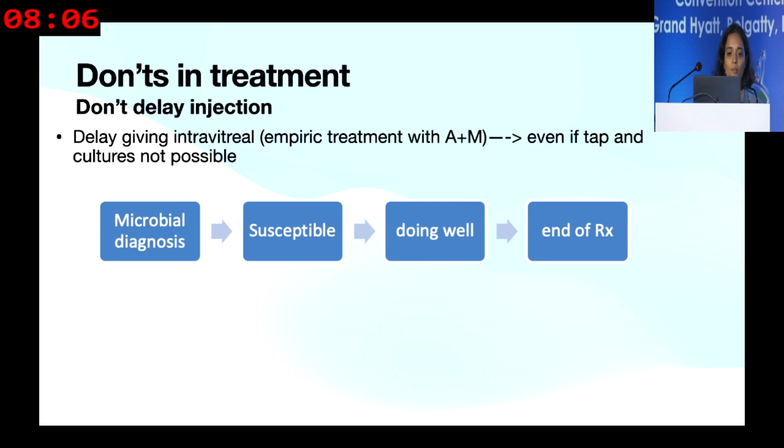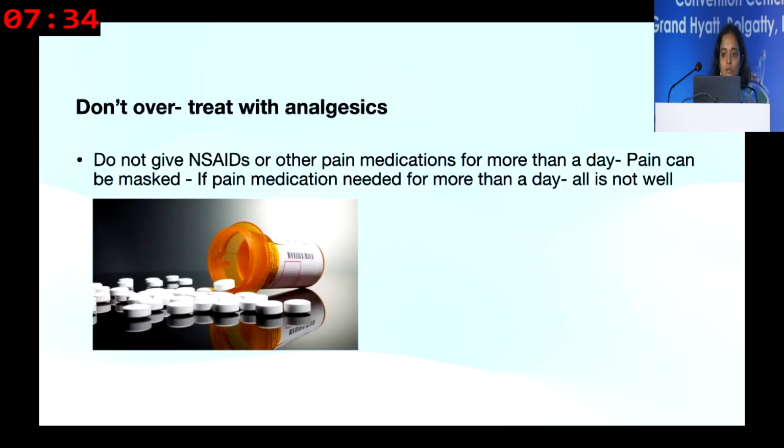Suppose in the microbial diagnosis the susceptibility is not there. In fact, it shows resistance to the antibiotics that we are using, but the patient even then is doing well. We don't recommend switching the antibiotics to the ones that the organism is susceptible to. So with a clinically improving eye, continuing the use of what is working is recommended, and that will in fact be the end of treatment despite non susceptibility on the antibiogram.